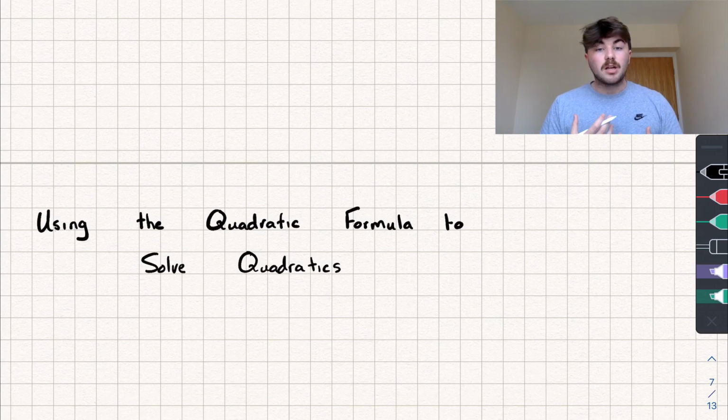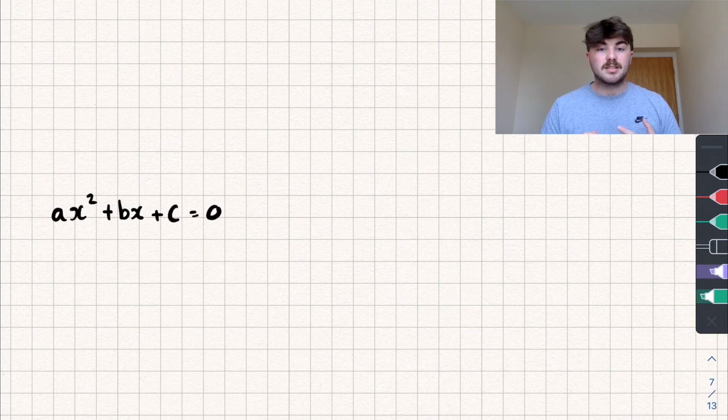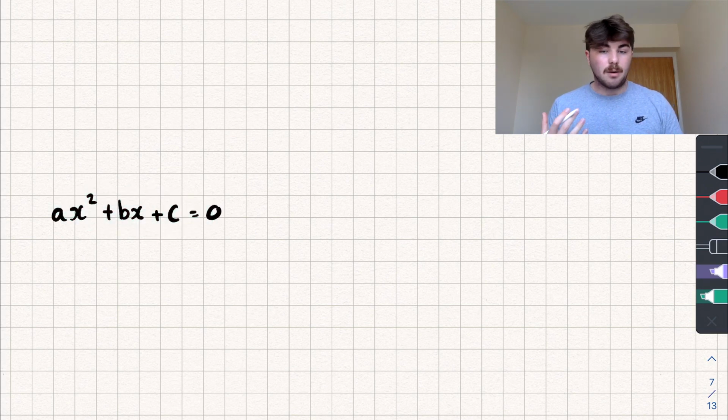So we're going to start off by looking at what the quadratic formula is, and then we're going to use it to solve a question just so we get some practice. So say we're given some generic quadratic equation, ax squared plus bx plus c equals 0, where a, b and c are just going to be numbers. And we want to solve this equation, so that just means we want to find the values of x such that if we substitute them into this equation, it's going to equal 0.